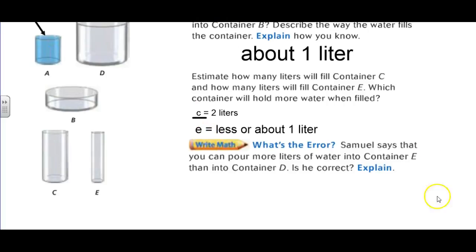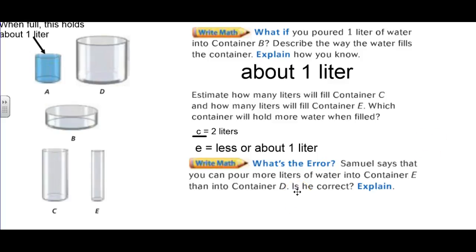Okay, so the next question says, Samuel says that you can pour more liters of water in container E than container D. Let's just put if he's right or wrong, and just by looking at these, you should know which one is going to hold more liters. So is he correct? No. And that's all we're going to put because you know that container D is definitely going to have more liters than container E. So those are all the questions that we're going to do on this part of this side of the paper.